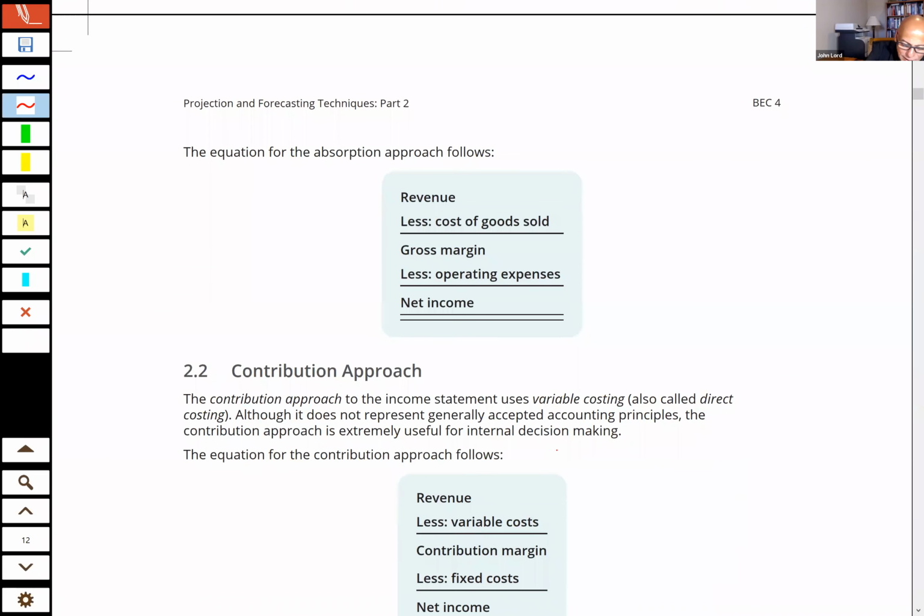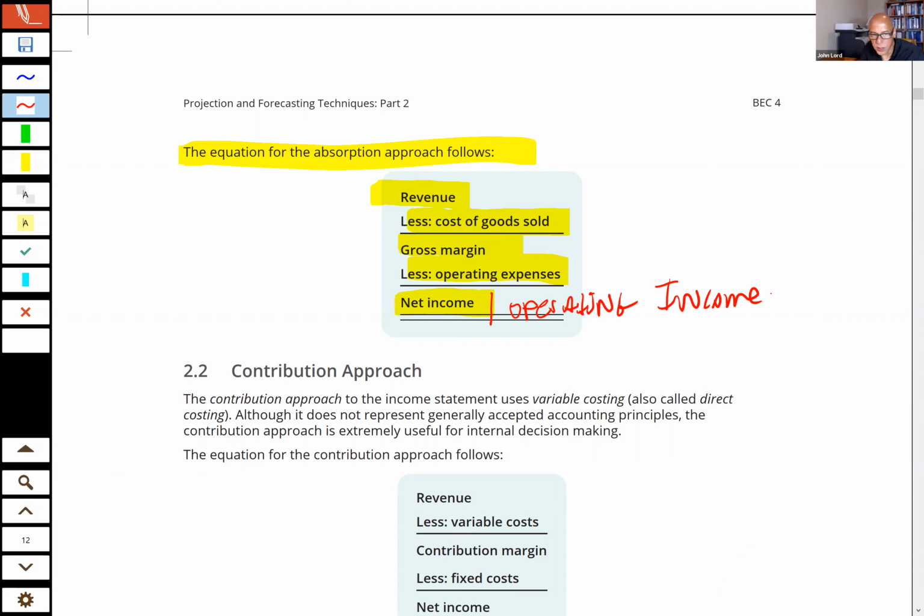So the equation, it's not an equation, it's a presentation for our absorption, which we know is GAAP, is revenue less cost of goods sold, gives us gross margin, less our operating expenses, gives us, really, it's net income. Of course, we could have non-operating items. So this is really giving you the equation for operating income more than it is net income, because we're not considering tax or anything else here in this discussion. Okay, but revenue less cost of goods sold gives us the gross margin, and then we have our operating expenses. Now, when we look at revenue, that's the number of units sold times the sales price per unit.